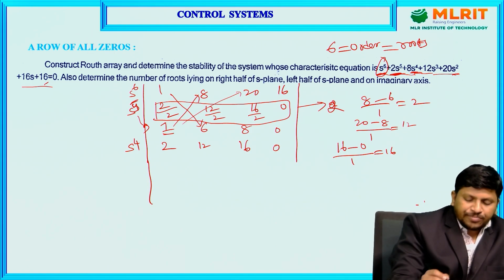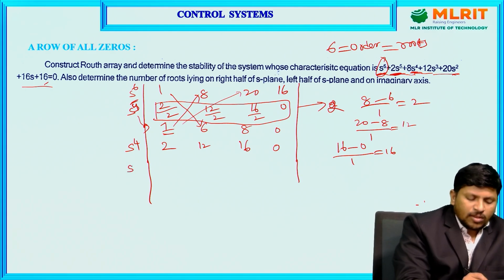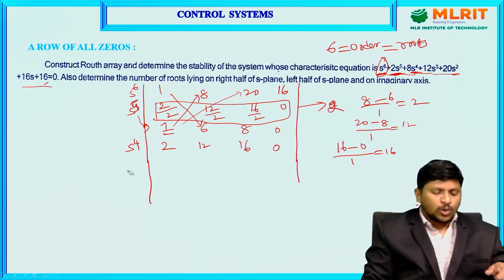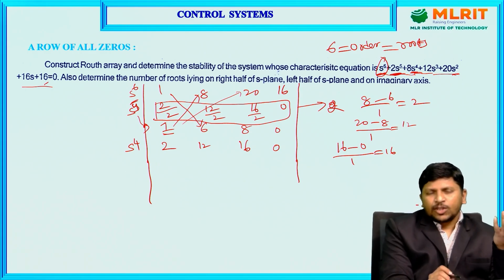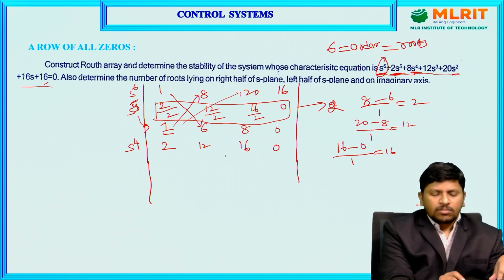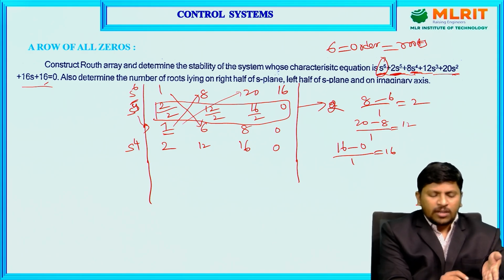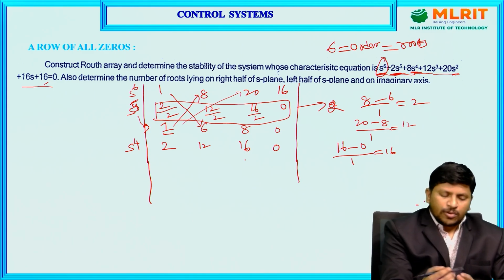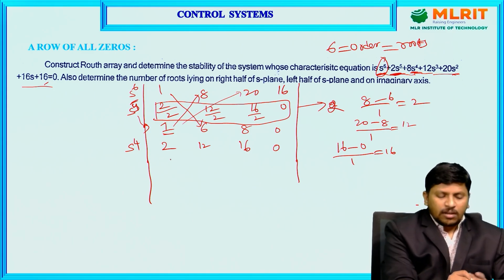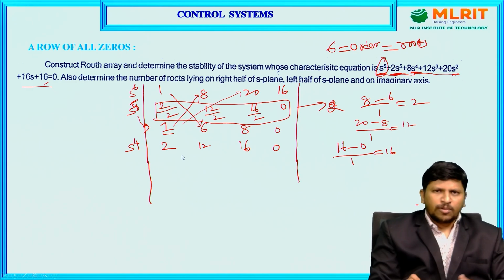Now see, observe here also: 2, 12, 16. For simple calculation, you can divide all elements of the s power of 4 row by 2, or otherwise you can continue using all these values also, no problem. You will get the answer.